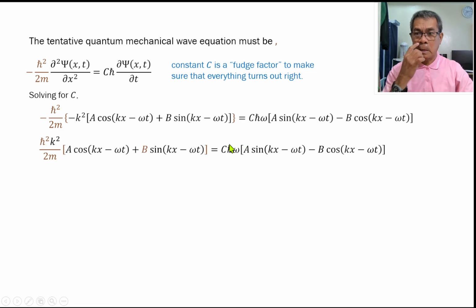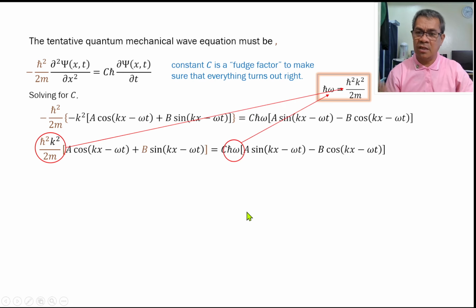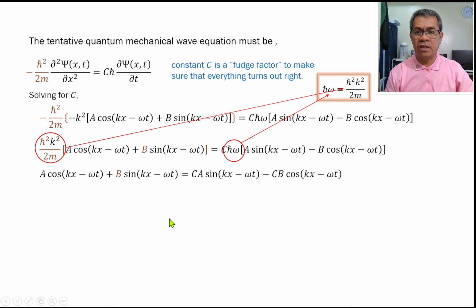Now remember that this is our relationship, diba? h bar squared k squared over 2m is equal to h bar omega. So meaning we can cancel this out. This is our condition in a quantum mechanical system. Because they are equal, we can cancel it out and leave it out of the expression. So meaning we come up with this result. And remember we have C.